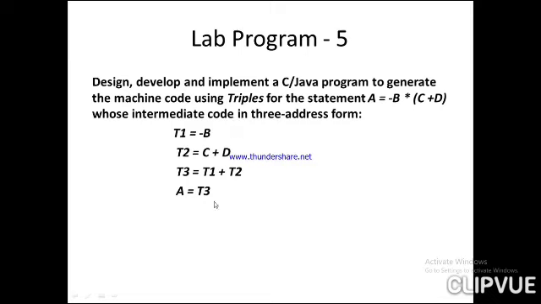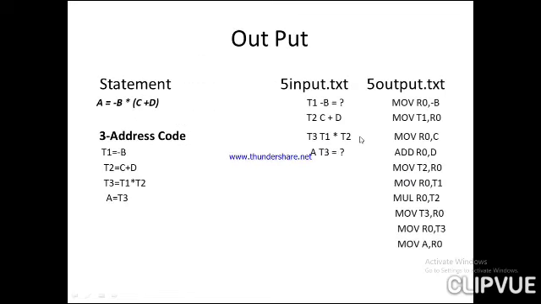This is also given in the question itself. They have given the statement and they have given the 3 address code representation for the statement expression, and you need to convert this into the machine code by using a triplet format. So now this is the statement, this is the 3 address code.